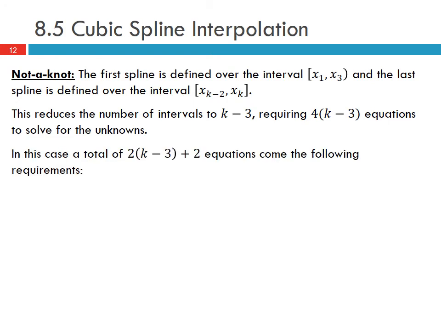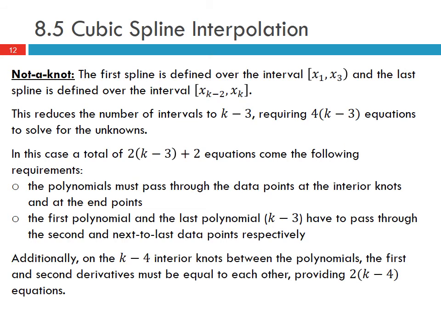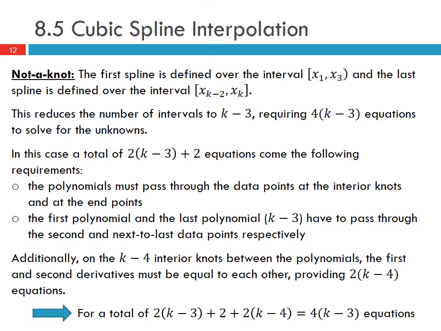So in this case, a total of 2 times k minus 3 plus 2 equations come from the requirements that the polynomials must pass through the data points at the interior knots and at the endpoints, and the first and last polynomials have to pass through the second and next to last data points, respectively. The additional conditions come from the k minus 4 interior knots between the polynomials. The first and second derivatives must be equal to each other, so providing the additional 2 times k minus 4 equations that we need. So this gives a total of 4 times k minus 3 equations.